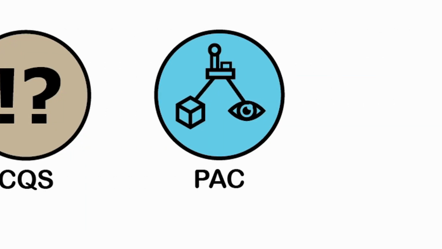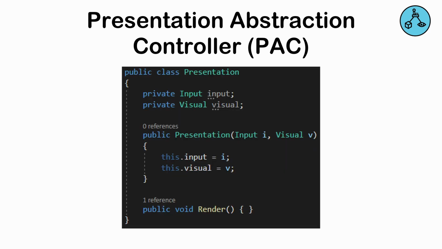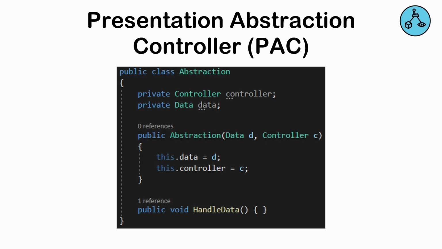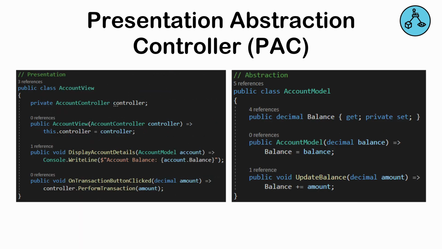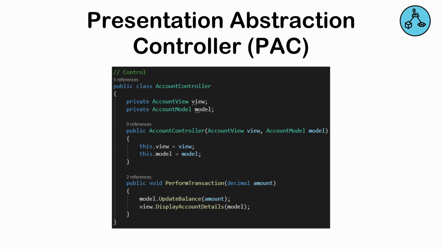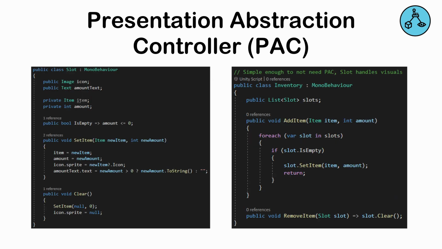Presentation Abstraction Controller, or PAC. A means of dividing an application into three distinct parts. Presentation groups input and visuals, abstraction groups logic and data, and control represents managers that communicate between the two. This pattern is used in complex, distributed systems where modularity and independent components are necessary, such as multi-tiered client-server applications. In some instances, it may be desirable to further split presentation and abstraction into their constituent parts. However, an overly complex hierarchy can make debugging more difficult.